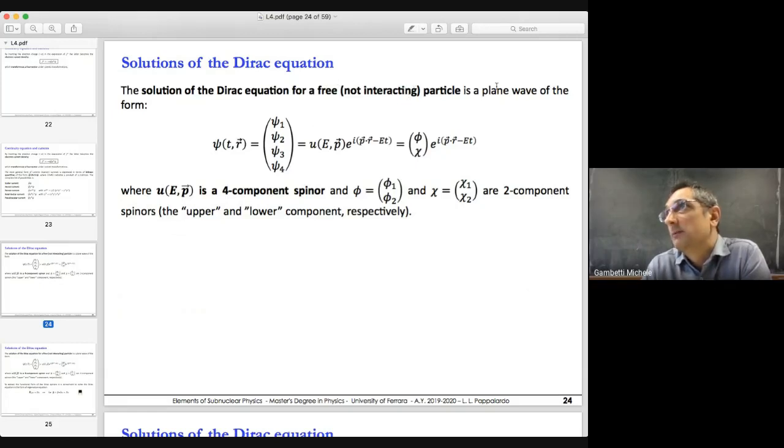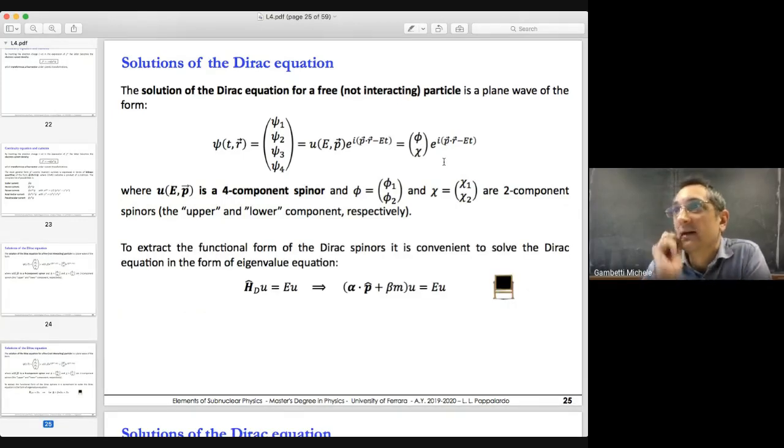And so the solution, of course, must be in the form of a plane wave. So our spinor is in this way. This is the standard notation, but now the useful notation is this one. So we can split our spinor into a plane wave and this u, which is in fact the four-component spinor, which can further be split into two-component spinors. The phi spinor, which is a two-component, which is the upper component, and the chi spinor, which is again a two-component, which is the lower component. So overall, we have always, of course, four components.